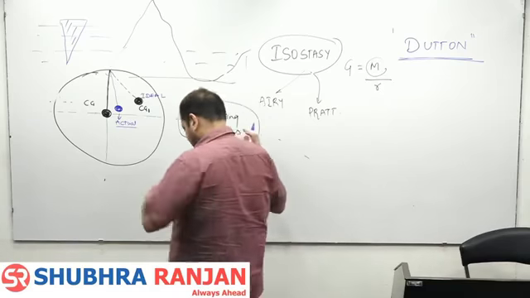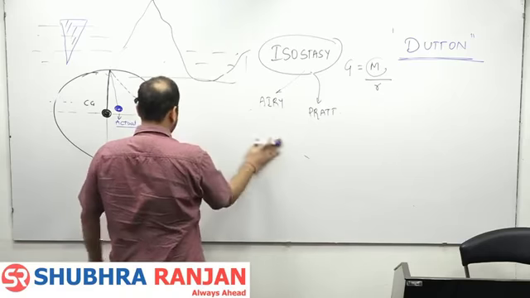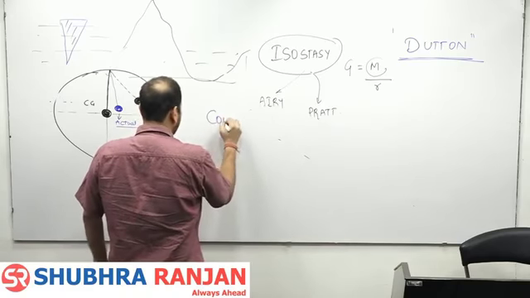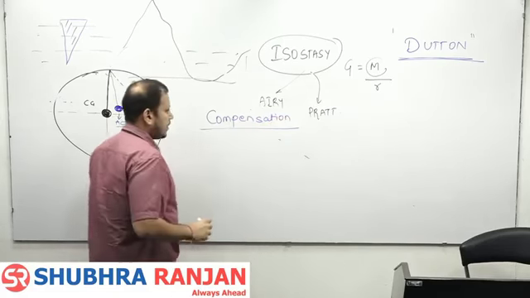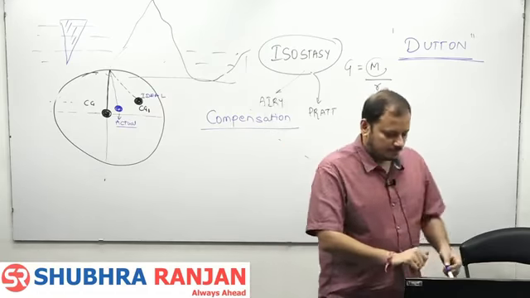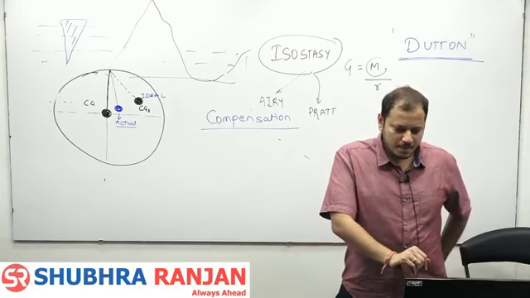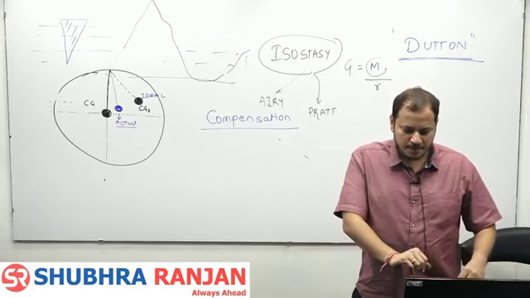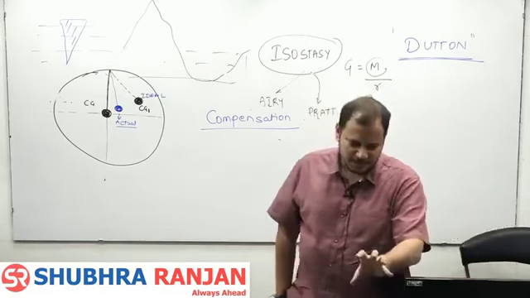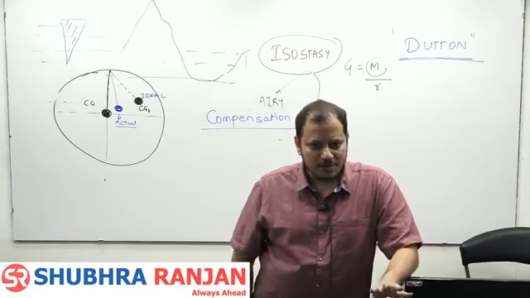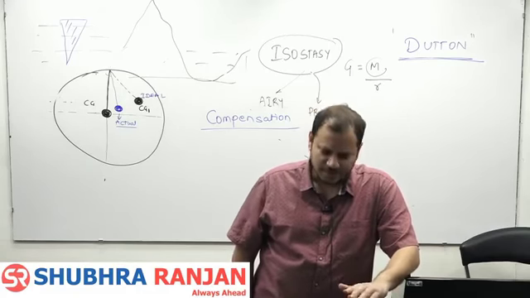or better known as level of compensation. Level of compensation. Fine. So this is the basic regarding the isostasy concept. That is how the equilibrium is maintained on the rotating earth. How much pressure the rocks are going to put, how much pressure the mountains are going to put, and up to which depth it is going to put.